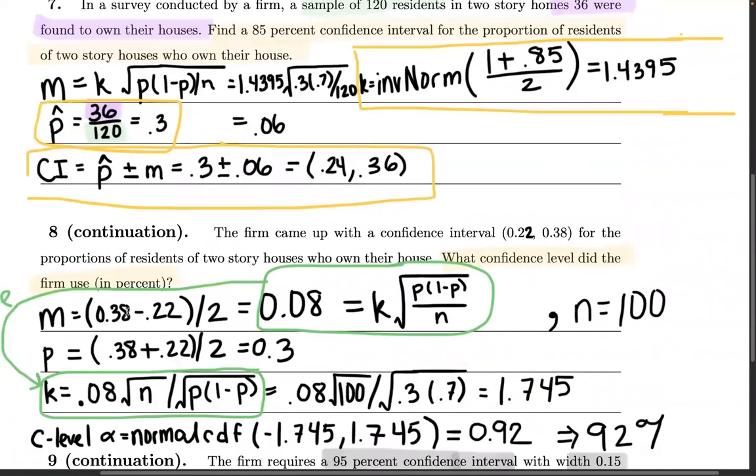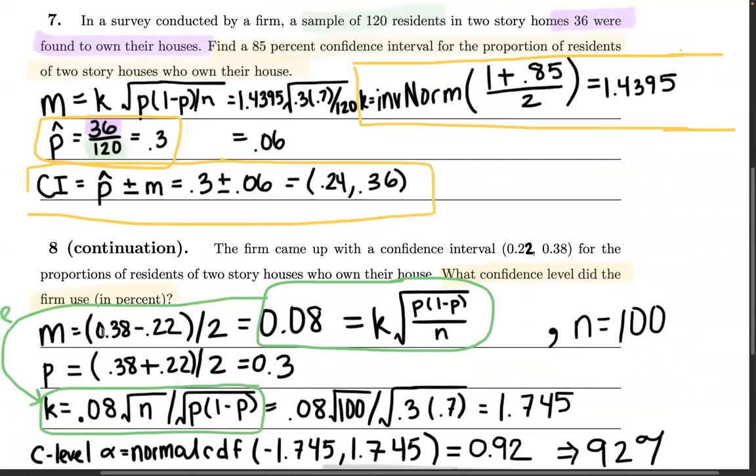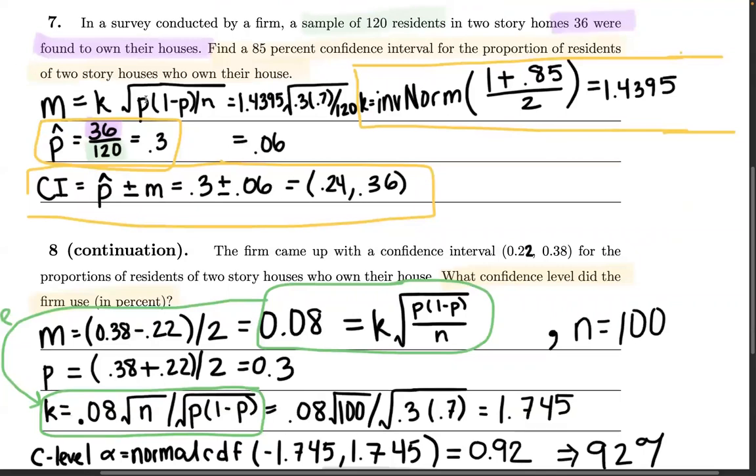So here our M equals 0.38, which is the upper bound of that interval, minus 0.22, which is the lower bound of the interval, divided by 2. And that equals, when you solve that in your calculator, 0.08. And we also know that our M equals this expression here. It equals K times the square root of P times 1 minus P divided by N. So here we know that this expression equals 0.08, which is our M.